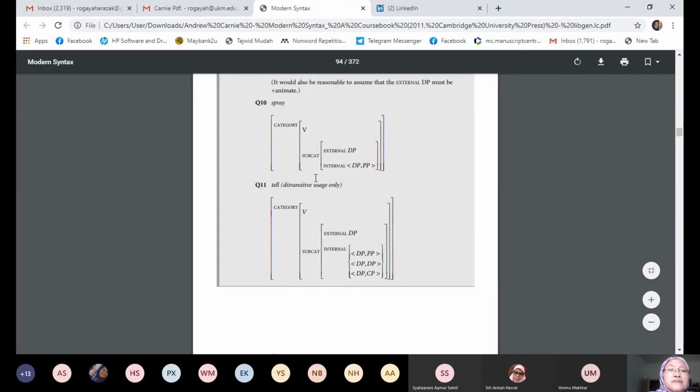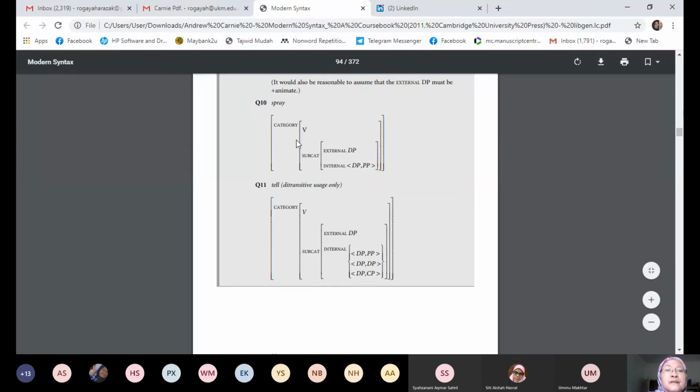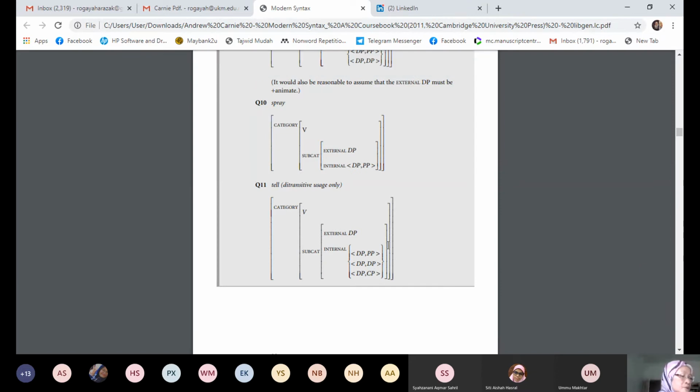Okay, and then you have spray. You look at the example sentence, which is question 10 for spray, and it comes out like that. And then tell. Well, tell is a bit complex. Look at question 11, tell. I told Daniel the story. So internally, you can have a DP, the DP in the middle.